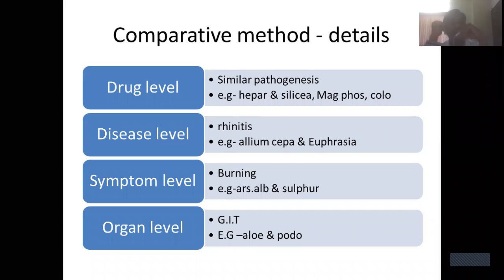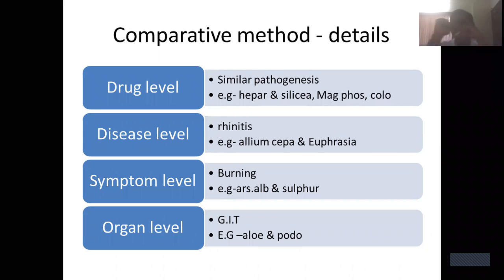Then what is the dissimilarity? Arsenic album will have burning which is better by application of cold, and Sulphur will have burning which is better by application of heat. Again repeating, the similarity between Arsenic album and Sulphur is burning, and the dissimilarity is in their modality. Arsenic album burning is better by cold, Sulphur burning is better by heat.